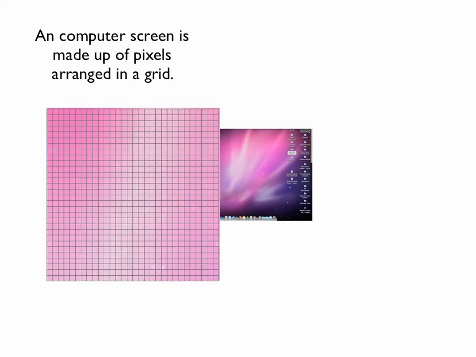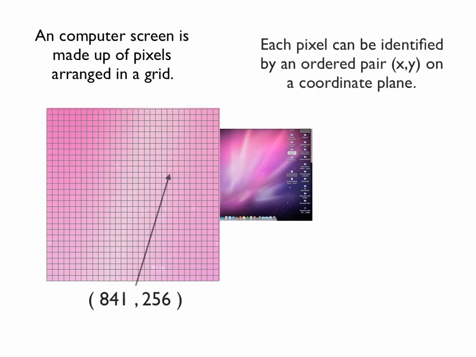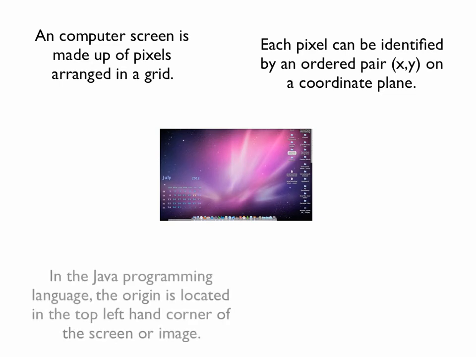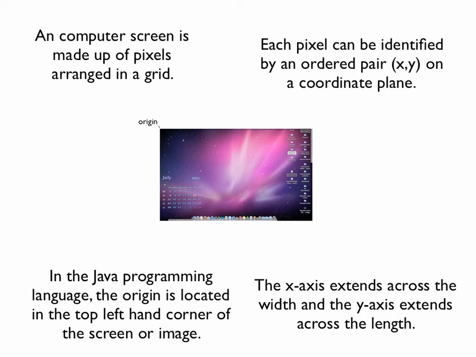Alright, let's quickly review what we just went over. We know that a computer screen is made up of pixels arranged in a grid. We know that each pixel can be identified by an ordered pair, x and y, on a coordinate plane. We know that in the Java programming language, the origin is located in the top left-hand corner of the screen or image. And we know that the x-axis extends across the width of the screen or image, and the y-axis extends across the length. And that's all you need to know about pixels and coordinates.